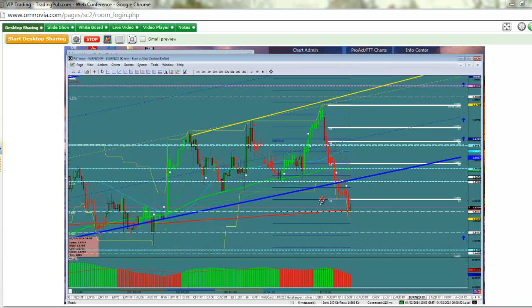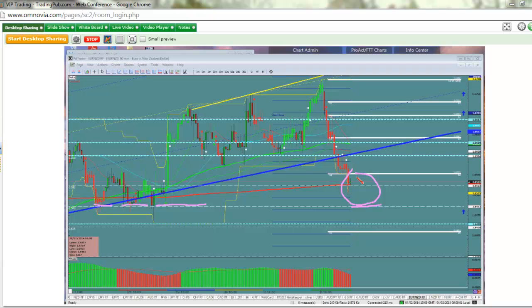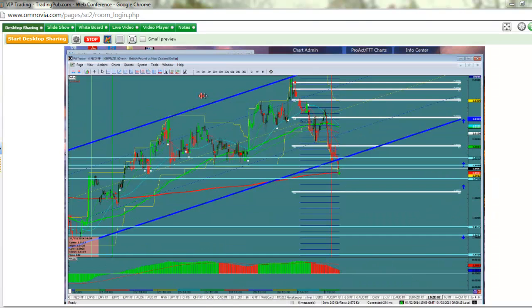All right, so we just took out the S4. Next target is down here, where you can see we have a big double bottom right here. So that's the next opportunity to the downside, and we will take that if it occurs. All right, Euro New Zealand to the downside. It's got a 179 pip ATR, so it can make that move. It's very important to know the ATR because then you know if your target's realistic for today.